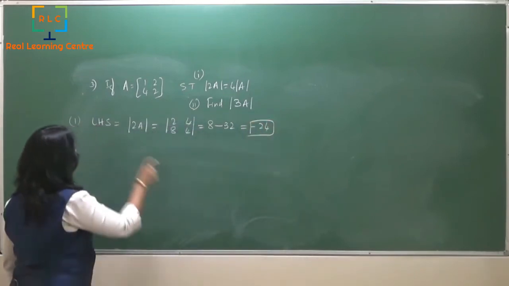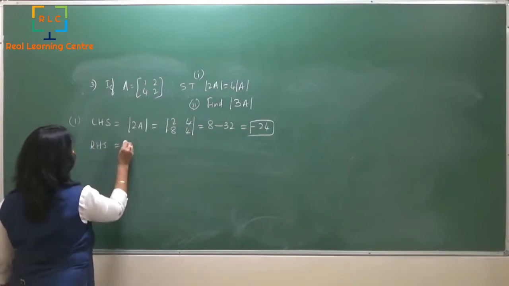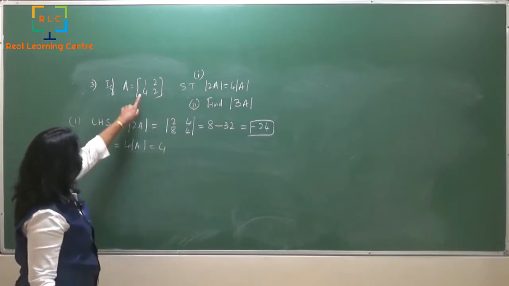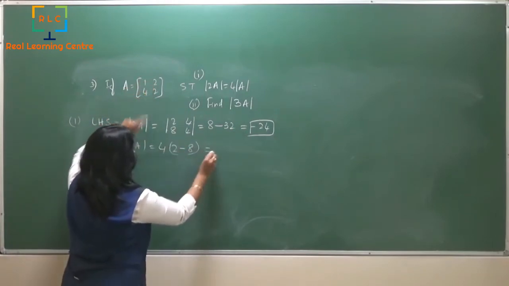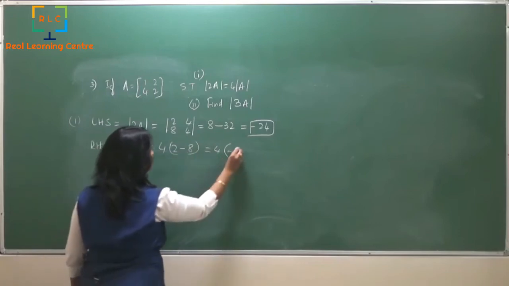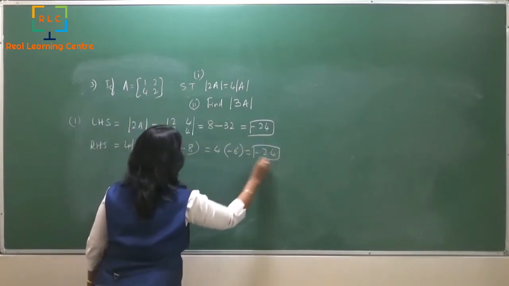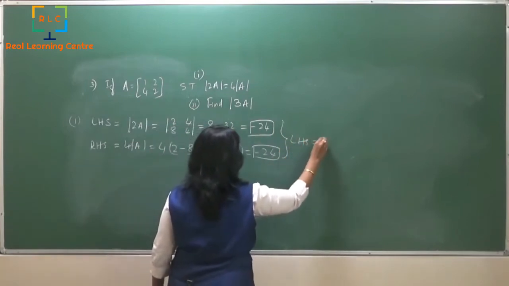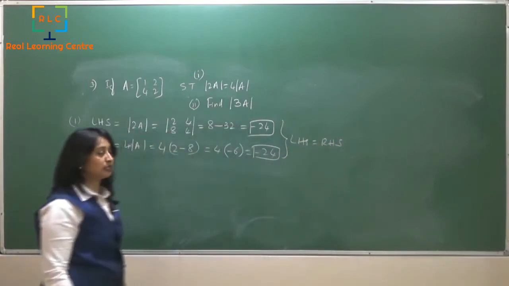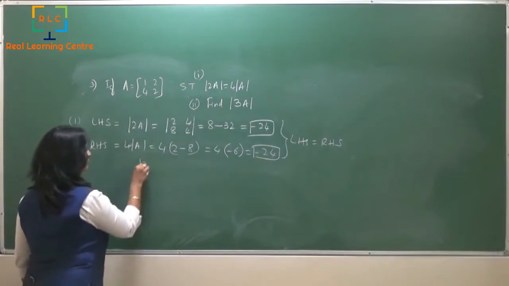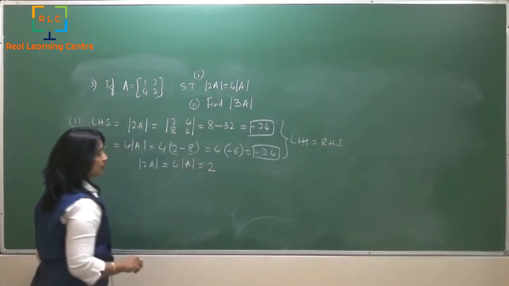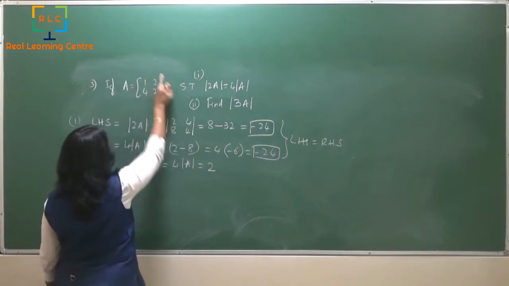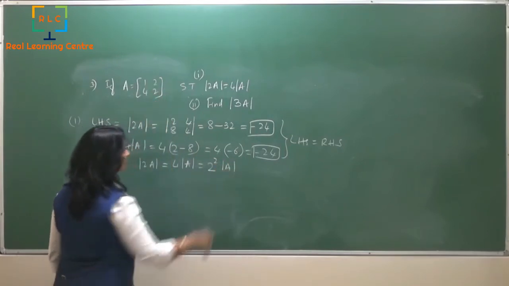Okay, and now I shall do the RHS of that. Your RHS tells you 4 times determinant A is equal to 4 times. Go to the A matrix, pull out the determinant, that will be 2 minus 4 2s are 8. It's equal to 4 into 2 minus 8 is minus 6, which is equal to minus 24. So you see that LHS is equal to RHS, and we have proved that determinant of 2 times A is equal to 4 times determinant A, which is nothing but 2 to the power of the order of the matrix, which is 2, into determinant A. It's one and the same.